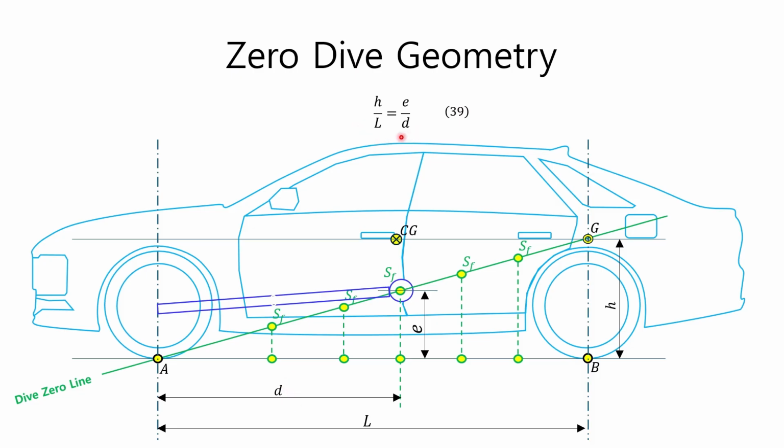Therefore, if the virtual reaction point, SF, of the front suspension exists anywhere on the green straight line shown here, this vehicle will not dive during braking. The fact that dive does not occur does not mean that the pitch angle is zero. Let us examine the relationship between dive and pitch angle.